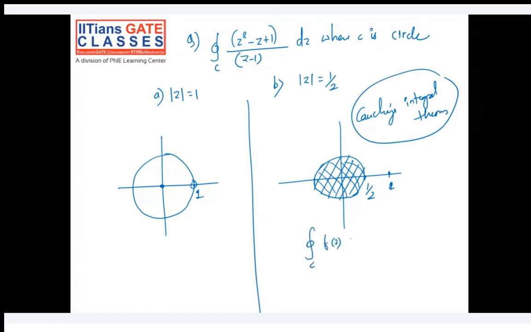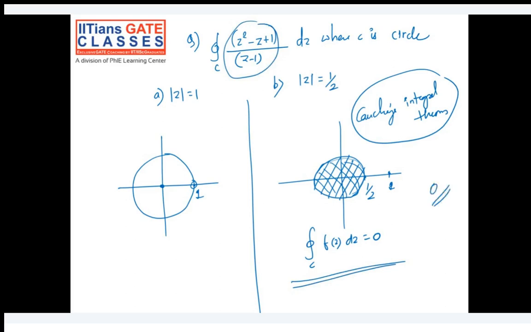So the answer for this question is 0, because none of the points on the circle with radius 1 by 2, or inside it, is a singular point. At all points the function exists. That's why the integration over the closed curve C of f of z dz is 0. So the answer here is 0 for this question.